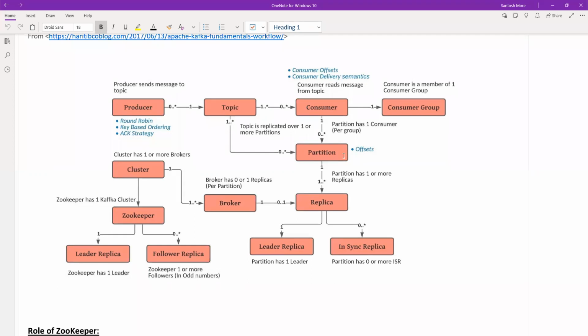So incoming messages are always written to the end of a partition, and the messages are sequentially read by a consumer. Okay. And for durability purposes, every time a producer sends a message to a partition, it is immediately stored in a persistent storage.